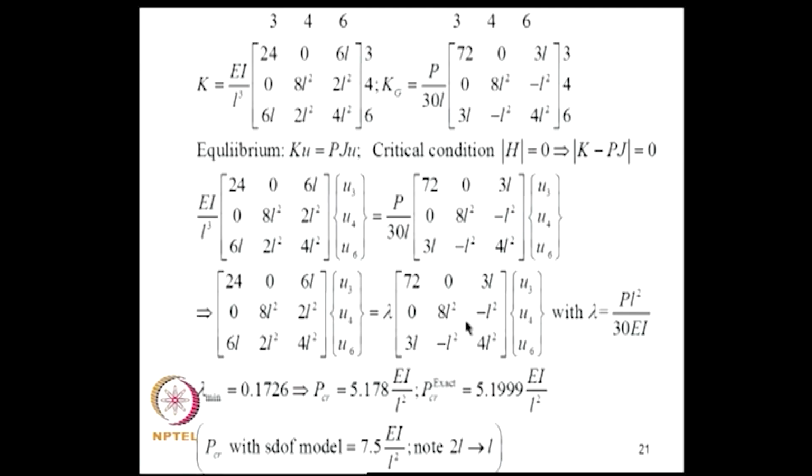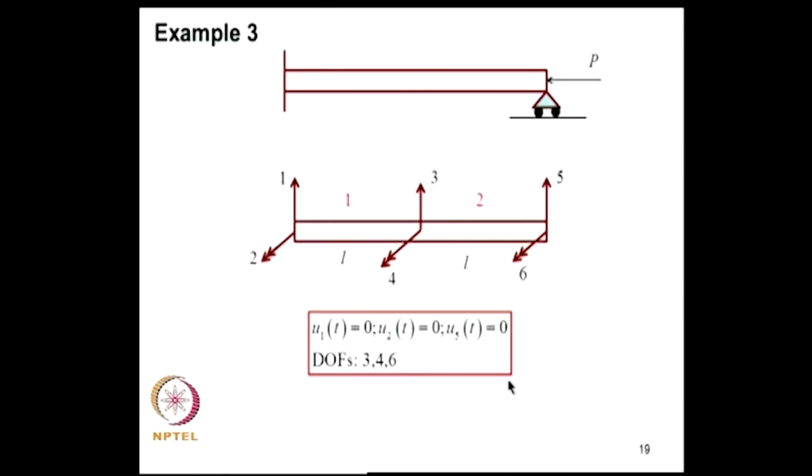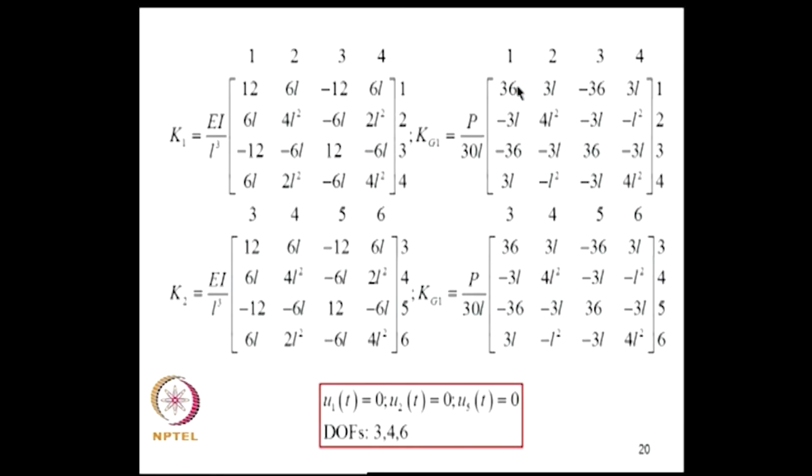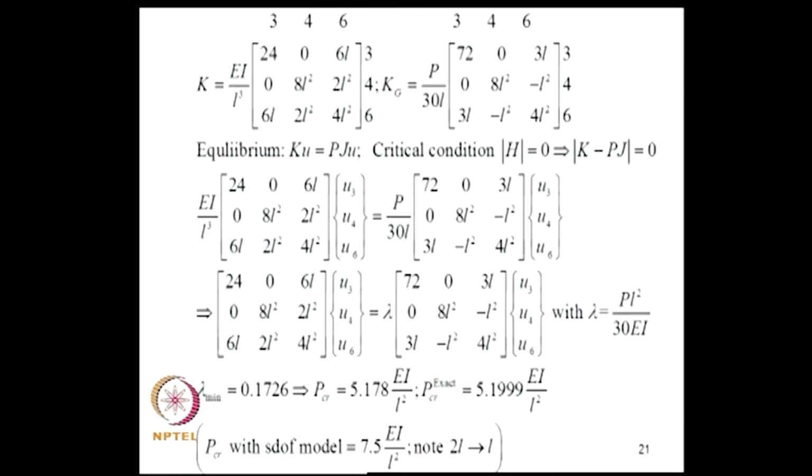So this is the equilibrium equation, and again by introducing lambda as PL square by 30 EI, now I get a 3 by 3 eigenvalue problem, and the minimum eigenvalue if you calculate will turn out to be 0.1726, from which I get P critical as this. Exact we have seen to be this, and now we have improved on the earlier solution. Note that in this case I have taken element length to be L, whereas in the first example the span of the beam was taken as L, therefore we need to do a slight adjustment in comparing the results.